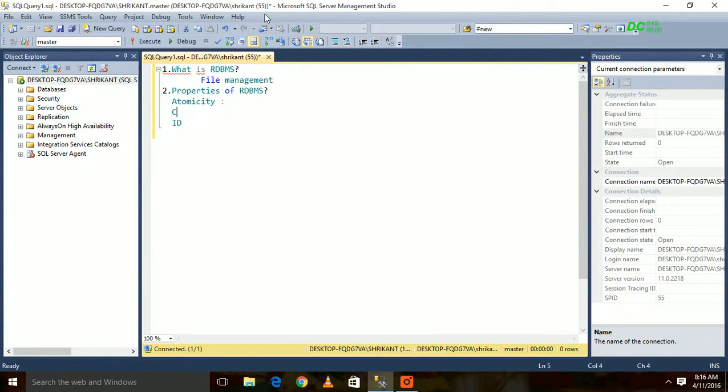Consistency. Consistency is something like, if I have made some changes and those changes are committed in the database, and I query the data now, I will get the same changes. If I query the data after some time, I should get the same changes if there is no update or no insert, right? So this is called consistency. There should be consistency in data. Let's say if I'm getting 10 records for a query, another user should get the same 10 records for the same query, right?